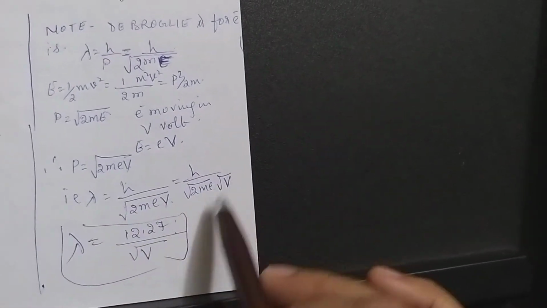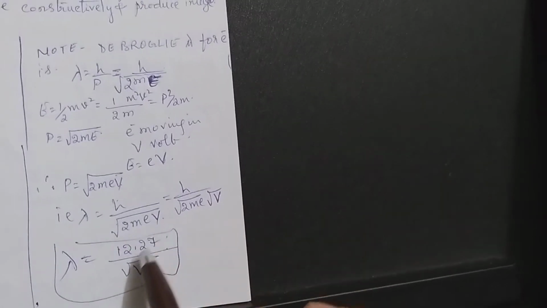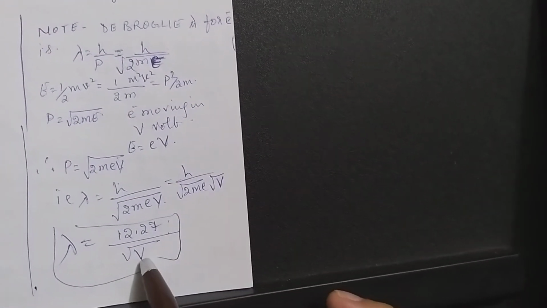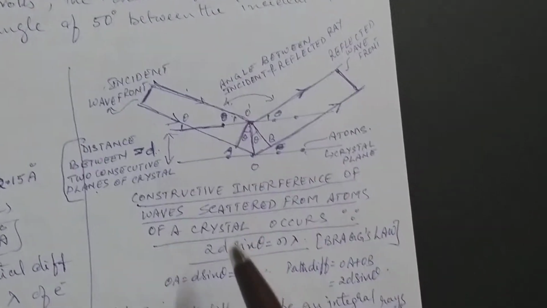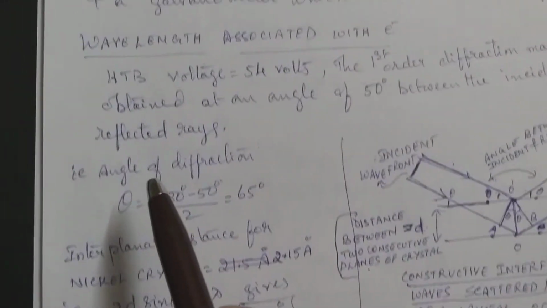So we have the lambda formula and it is calculated. The rest are all constants, so it is given as 12.27 divided by root of V. Wherever V changes, you put the value of V and calculate lambda. So this is the arrangement which speaks of Bragg's law, 2d sine theta is equal to n lambda.